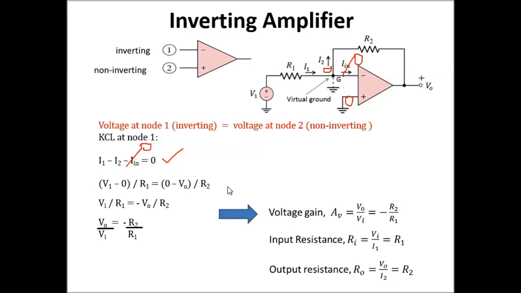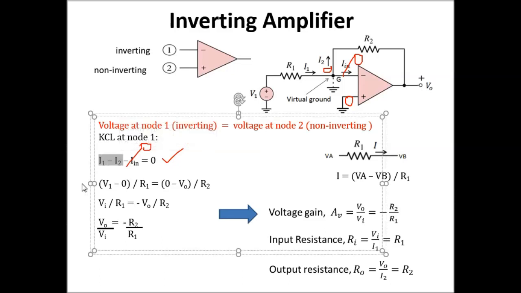Now just to recall KCL and how you do nodal analysis. If you have a resistor and the current flows from VA to VB, the equation to calculate your current is I equals the voltage at node A minus the voltage at node B over the resistor. The current direction will indicate which voltage to start with first. So it goes from left to right, so VA minus VB over R1. Similarly, you have this I1 and I2.